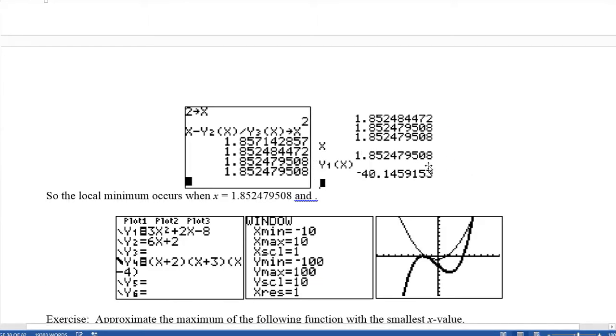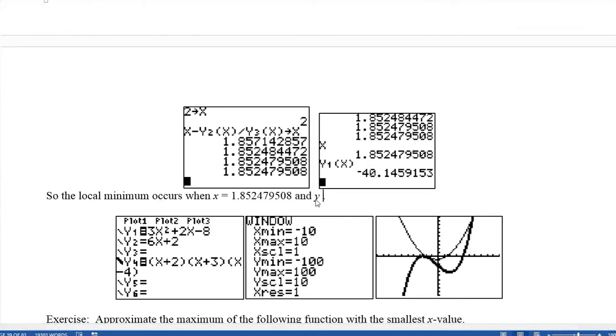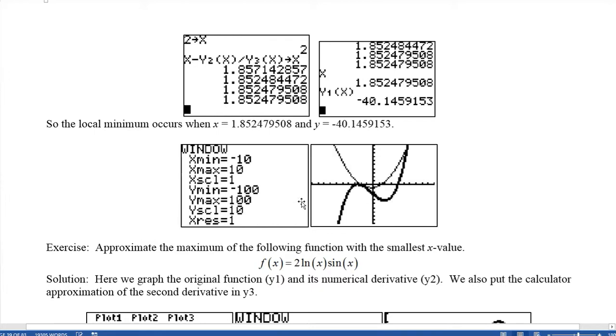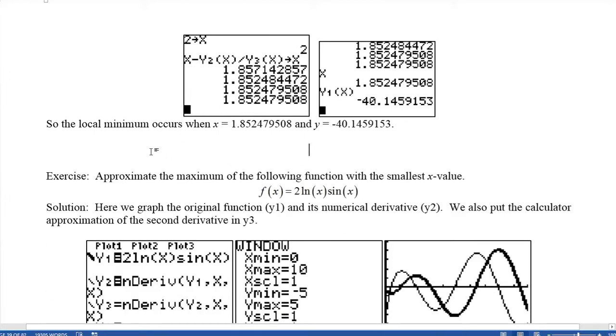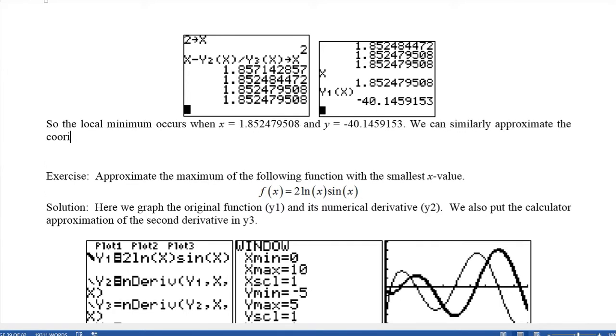Okay, so let's see what we got here. The local minimum occurs at x equals that, and y equals negative 40.1459153. Okay, and we can similarly approximate the coordinates of the local maximum.